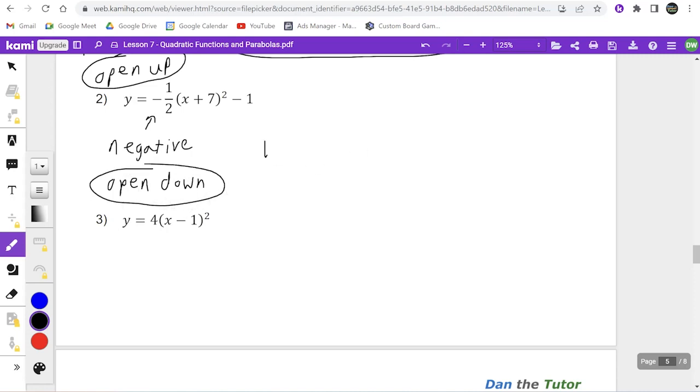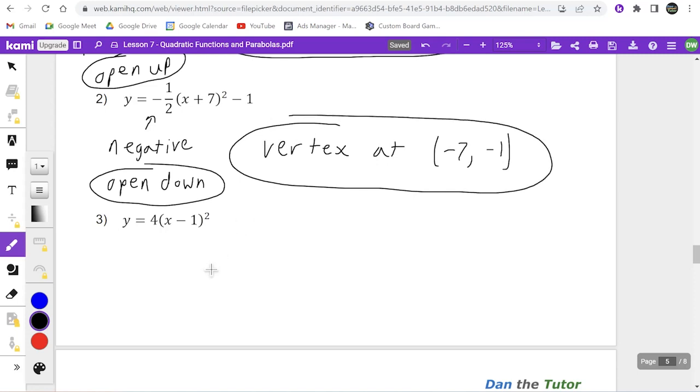And then for the vertex, again, super easy. It's just going to be at negative 7, comma, negative 1, because the opposite of positive 7 is negative 7. And then minus 1 will get me that value. So why don't you go ahead and try number 3 on your own now.